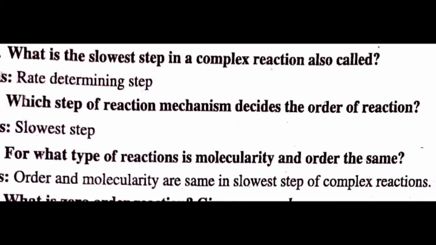Now, a complex reaction is a reaction taking place in more than one step. In a complex reaction, the rate determining step will be the slowest step. In the slowest step, we can determine the rate. Similarly, the reaction mechanism step which decides the order of a reaction is the slowest step. And in the slowest step of a complex reaction, order and molecularity will be the same. That we have to remember.